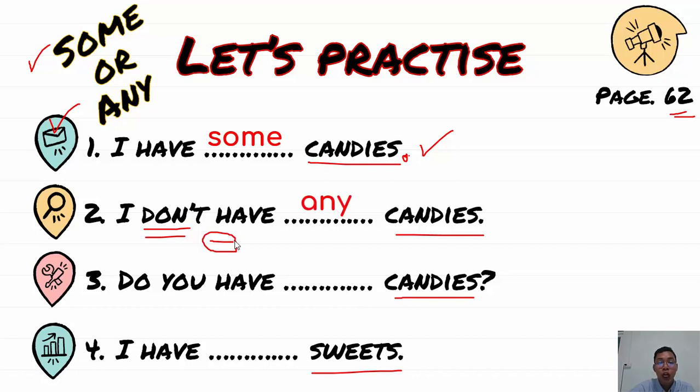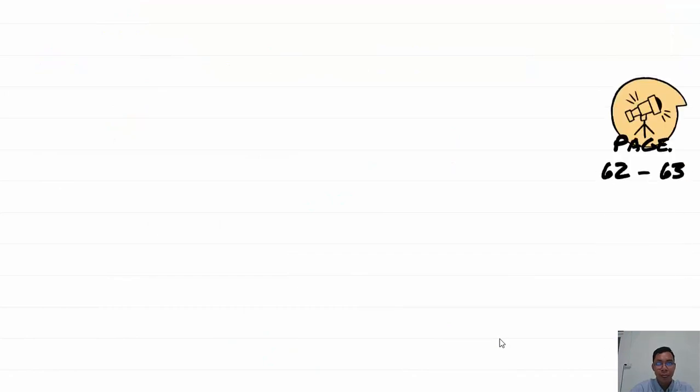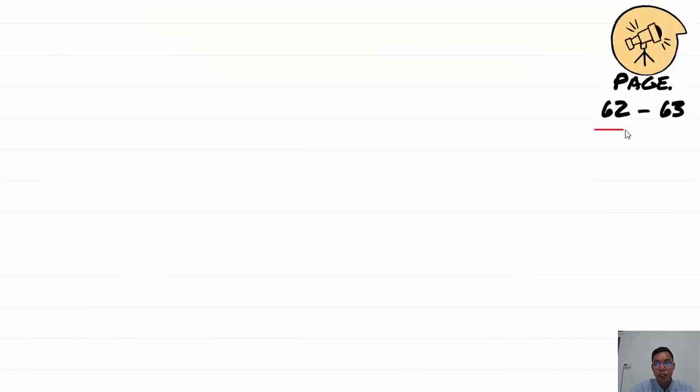Number 3, do you have candies? This is a question, so with a question we use any. Do you have any candies? And number 4, I have sweets. This is an affirmative sentence, so we use some. I have some sweets. Alright? Page 62 and 63.